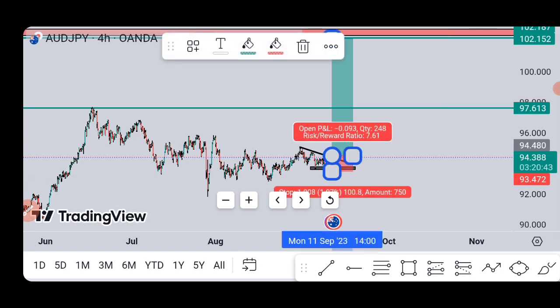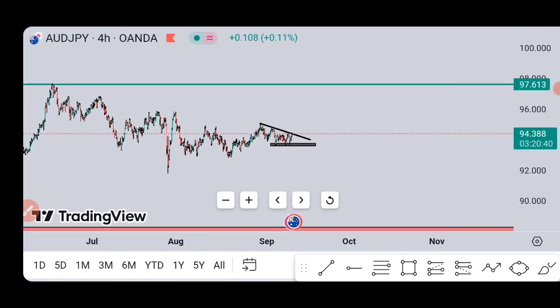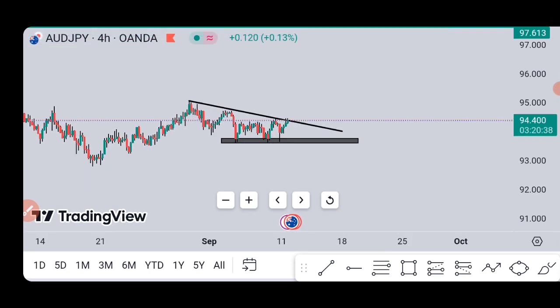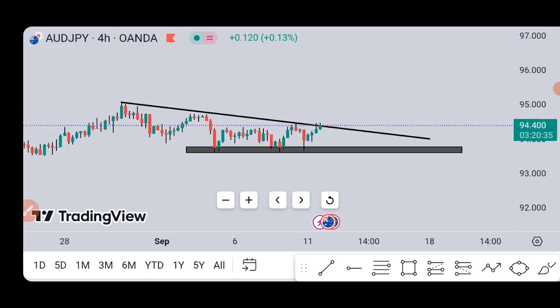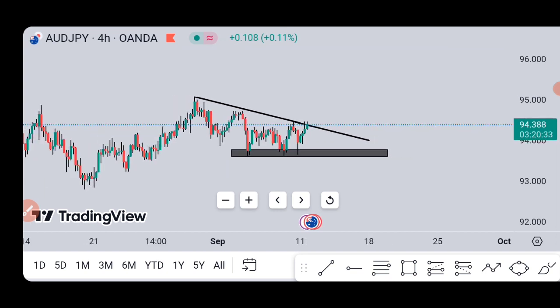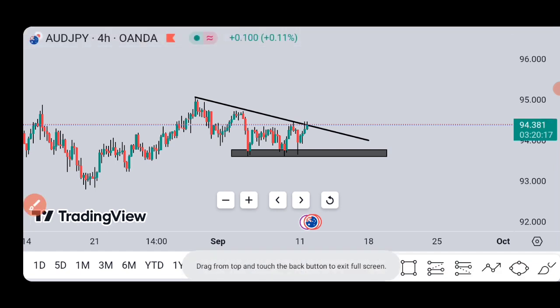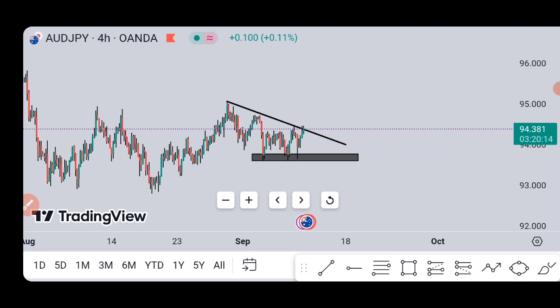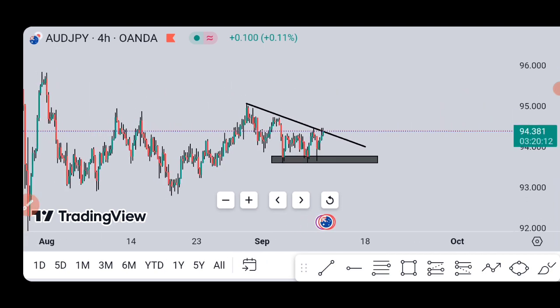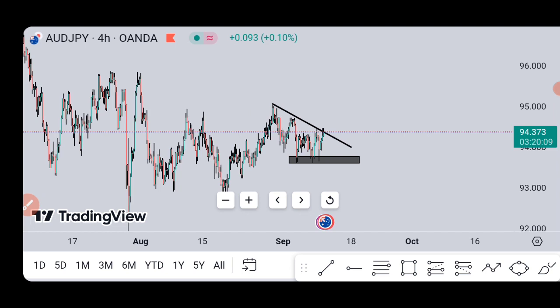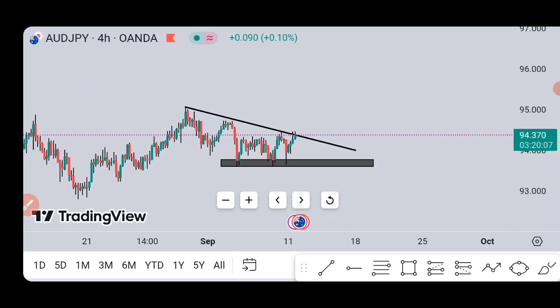But I'm just waiting for a 4-hour candle to close above, so that I can enter. But I will be very happy if we reject this zone, come down again, push up again, and come down. Then I will have a tighter stop loss. That's just it. But anything the market brings, I'm ready. So for now, AUDJPY is a valid setup for entry. So let me analyze the next pair.